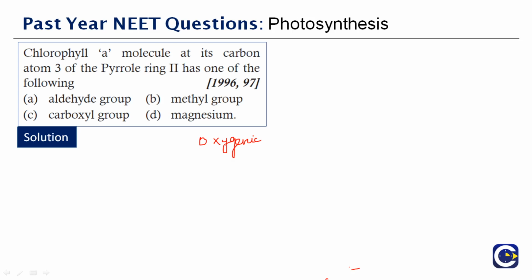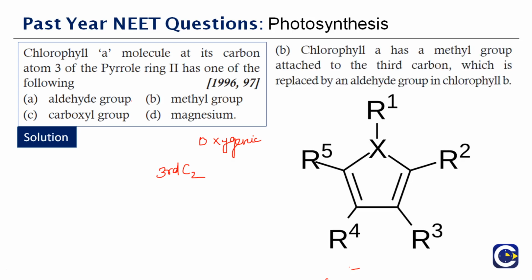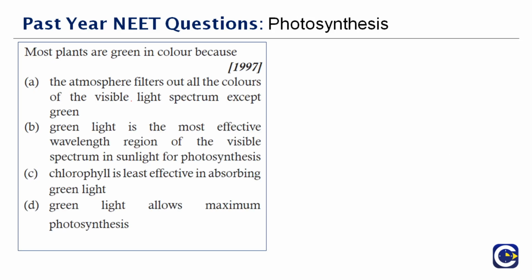So I've given you the answer, right? Chlorophyll A has a methyl group attached to the 3rd carbon, which is replaced by an aldehyde group in chlorophyll B. So in chlorophyll A you will have a methyl group, and in chlorophyll B this methyl group will be replaced with an aldehyde group. So A has methyl and B has aldehyde group. Therefore remember this answer. There are chances for these questions to appear in your NEET exam. So the correct answer to this question is option B, methyl, and this is how the pyrrole ring will look. Okay, fine. Now let's move to the next question here, which was asked in the year 1997.